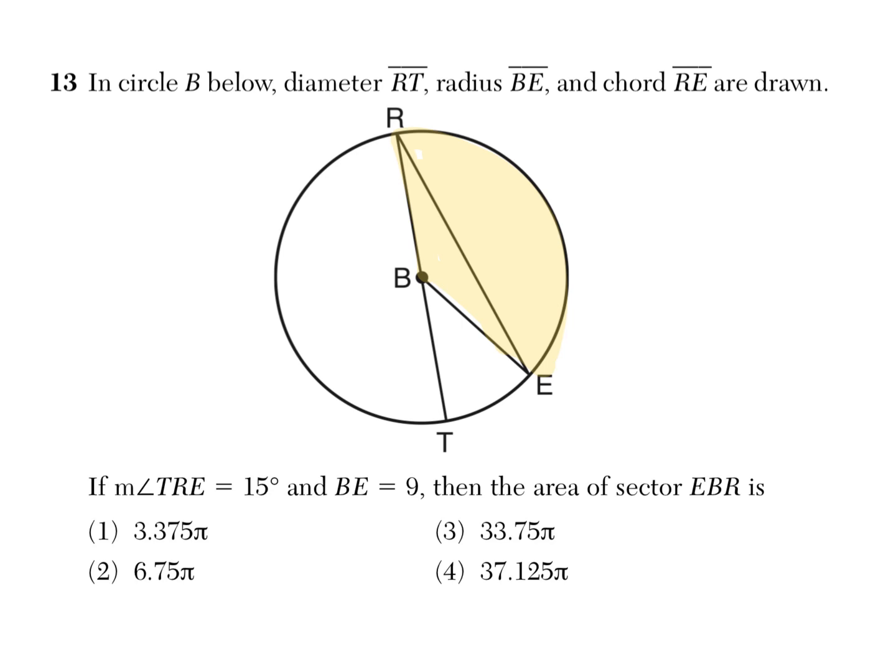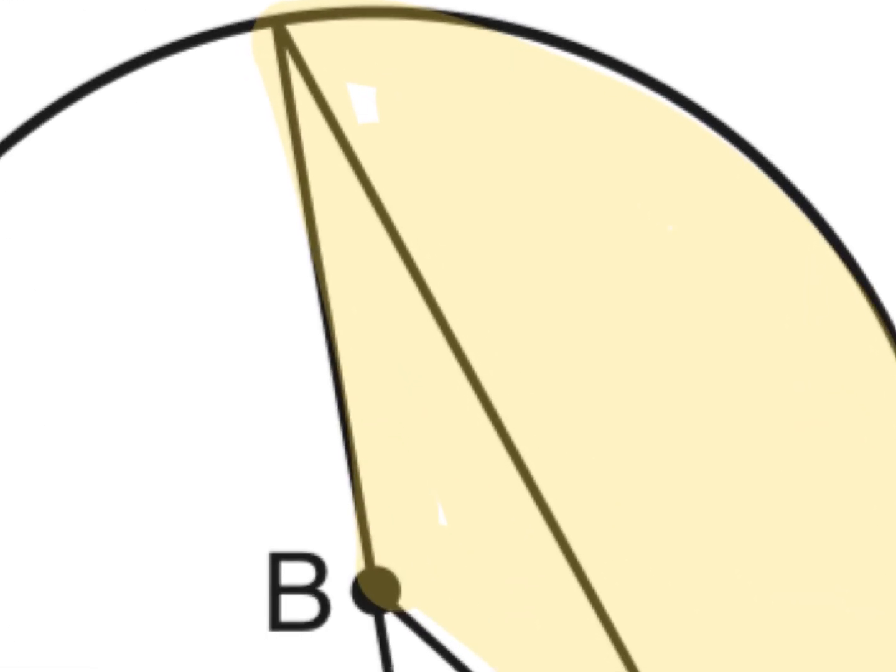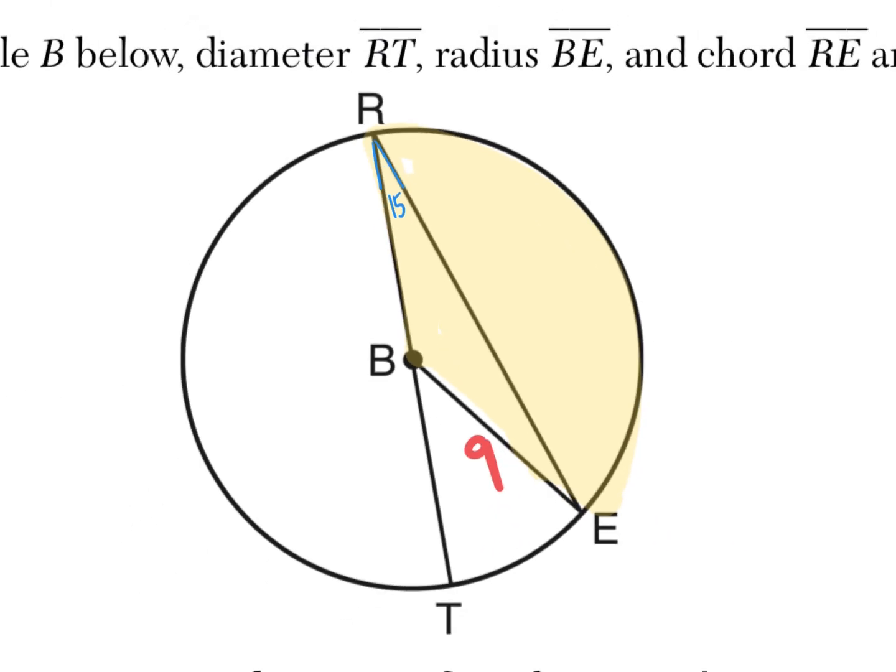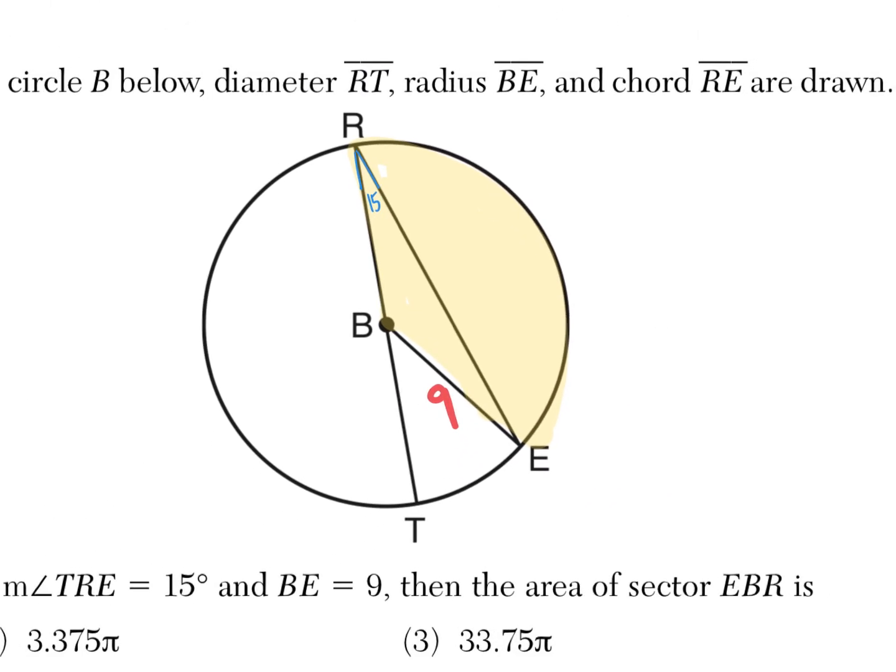But in order to do that, we're going to first need to mark up the diagram and make some connections. So I can see that BE is 9, and I know that it said a moment ago that angle TRE is 15 degrees, so that is this sliver right up here. So I'm going to label that like so. This is 15 degrees. And now, when I zoom back out, I'm recognizing that this angle, TRE, is an inscribed angle. And I know that because the vertex is sitting on the edge of the circle. And one of the things I remember about inscribed angles, and I'm actually going to sketch this out like so.